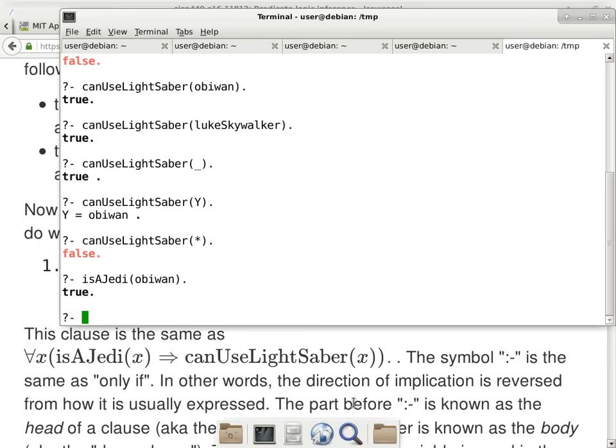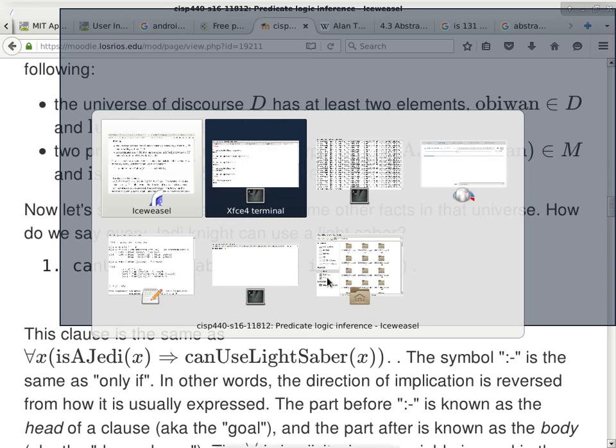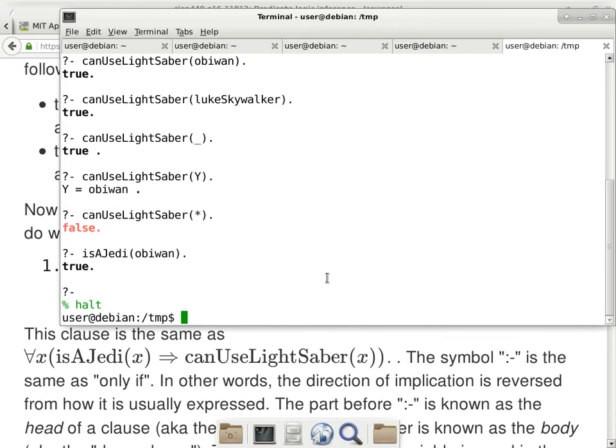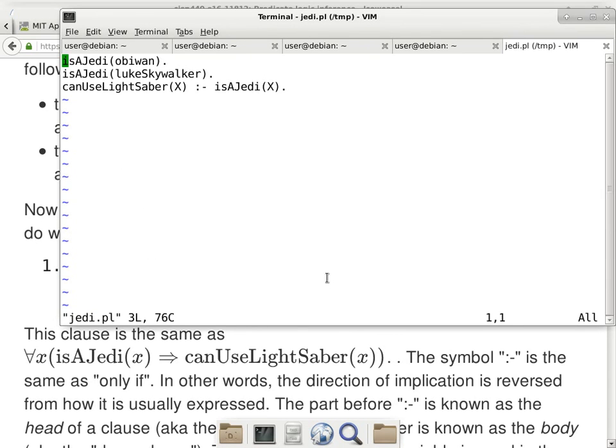All right, so where is the substitution coming in? Let's go back to the source file. Let me get rid of this and get back into this file. The substitution is when I ask can_use_lightsaber Obi-Wan. It will substitute Obi-Wan for x here, and that will in return also substitute this x with Obi-Wan. And once x is Obi-Wan, now it is an established fact here. And that's how we can confirm that Obi-Wan can use a lightsaber.